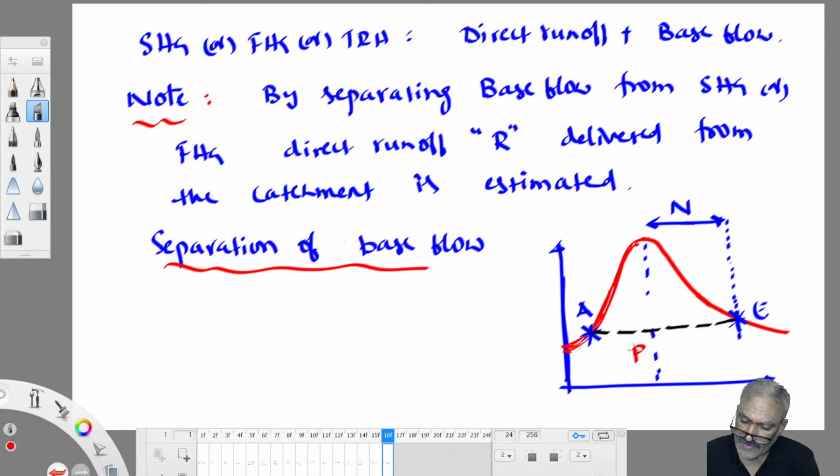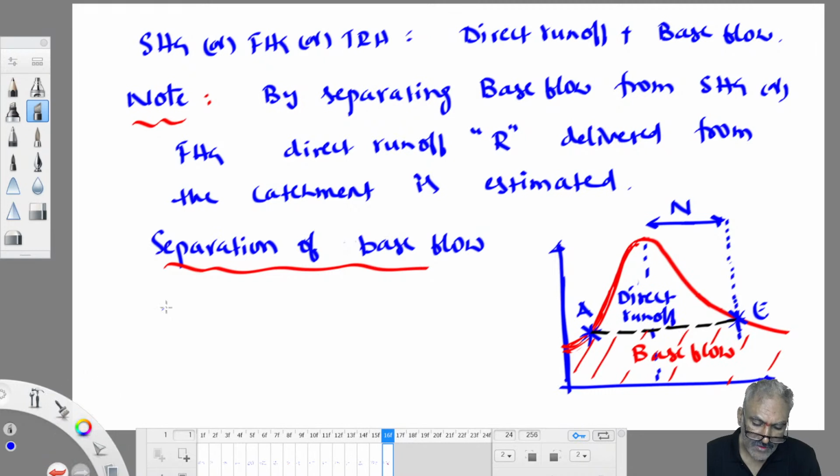This portion of runoff is called base flow. And the top portion is called direct runoff. This is the topmost portion. It contains the direct runoff contribution.